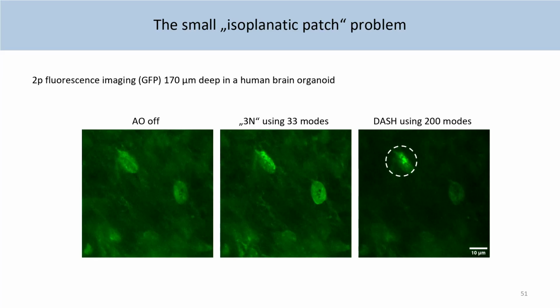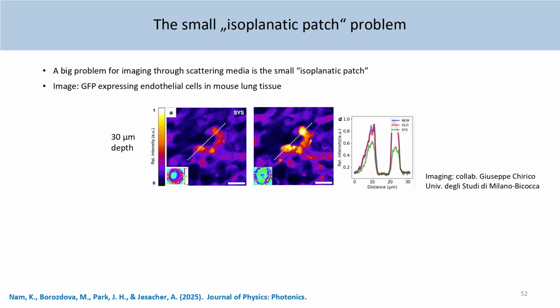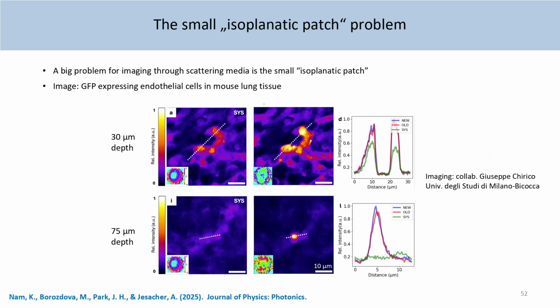So the dream of getting a square millimeter of a brain organoid at a depth of a millimeter, we are not yet there by far, I would say. Because this is just giving me, you see at the scale 10 micron, a 10 micron field. Another example from extracted lung mouse tissue with GFP expressing endothelial cells. If I go 30 micron deep, everything is fine. I get some enhancement. If I go 75 micron deep, I get a huge enhancement, but a patch that is only 3 micron in size.